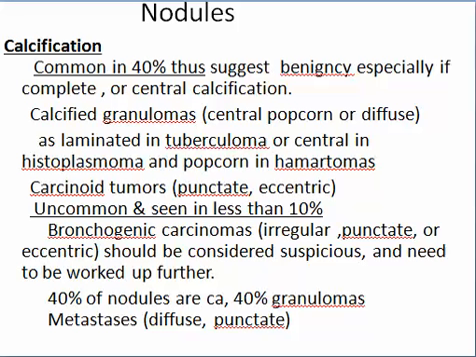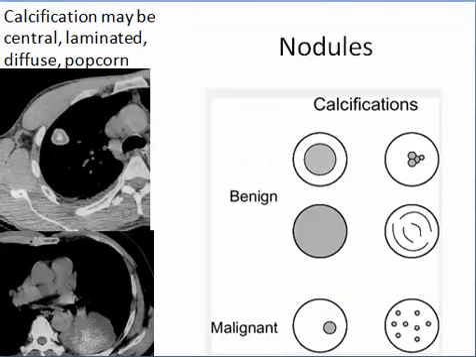In this slide, we can get the whole thing. Calcification may be lamination, may be central, may be popcorn, may be complete, and this is due to benign lesions, while in malignancy it is usually eccentric or punctate, as in deposits coming from bone, for example, bone tumor.